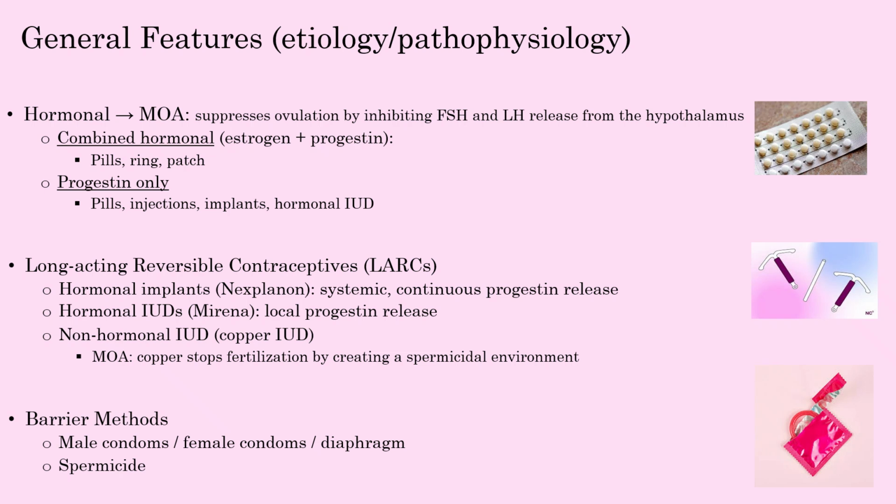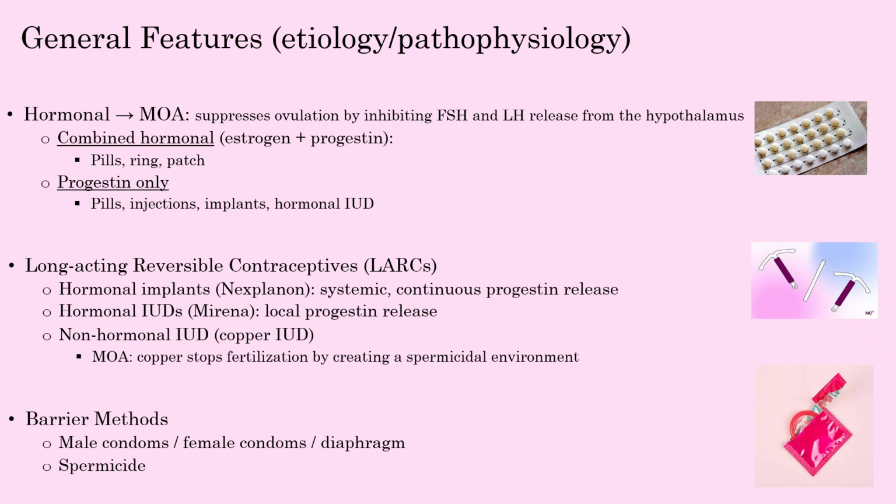First we have hormonal methods, which can include oral contraceptives. There's two common types: combined, which contains both estrogen and progestin components, and then we have progestin only. Both of these work by suppressing ovulation by inhibiting FSH and LH release from the hypothalamus.